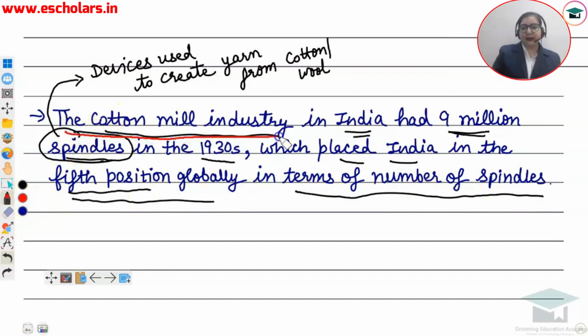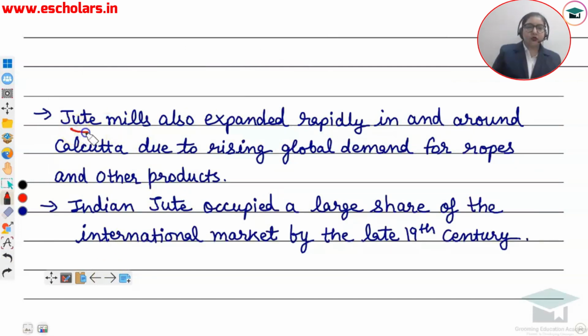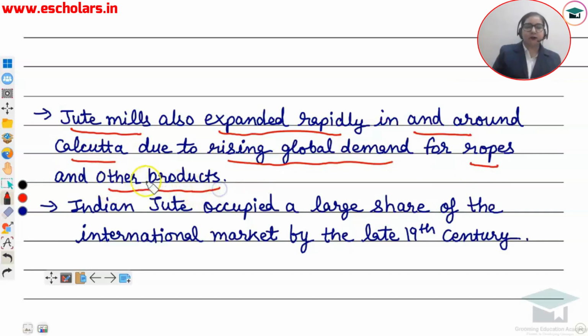The cotton mill industry in India had 9 million spindles in the 1930s, which placed India in the fifth position globally in terms of number of spindles. Jute mills also expanded rapidly in and around Calcutta due to rising global demand for ropes and other products which were made of jute. Indian jute occupied a large share of the international market by the late 19th century.